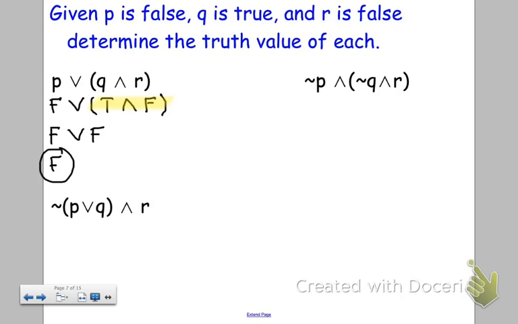The next one we're going to look at is negate P and the quantity negate Q and R. Okay. So if we know that P is false, not P, or negate P, is going to be true. Okay. I'll copy over my and symbol, copy over my parenthesis, not Q. Q is true, so not Q is going to be false. Copy over my and symbol, R.